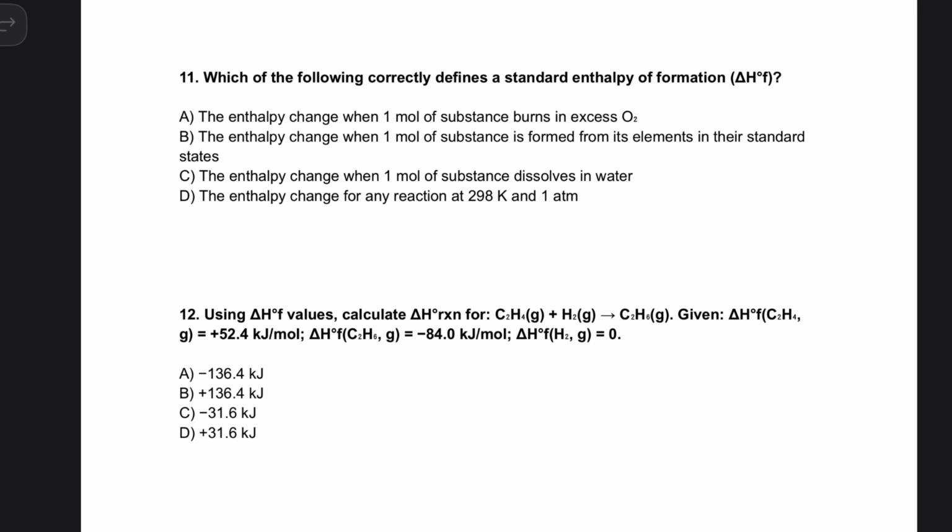Okay, question 11. Which of the following correctly defines a standard enthalpy of formation? Standard enthalpy of formation basically just means change in enthalpy when you form 1 mole of product with all standard states. So this is option B.